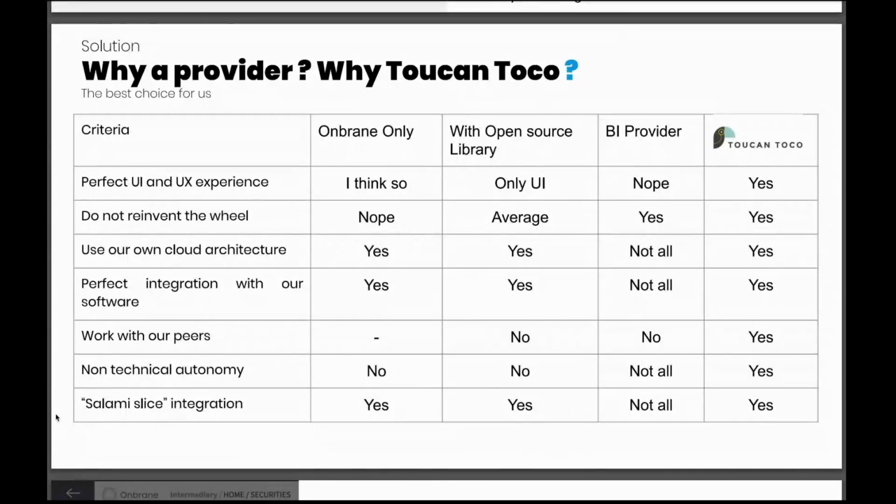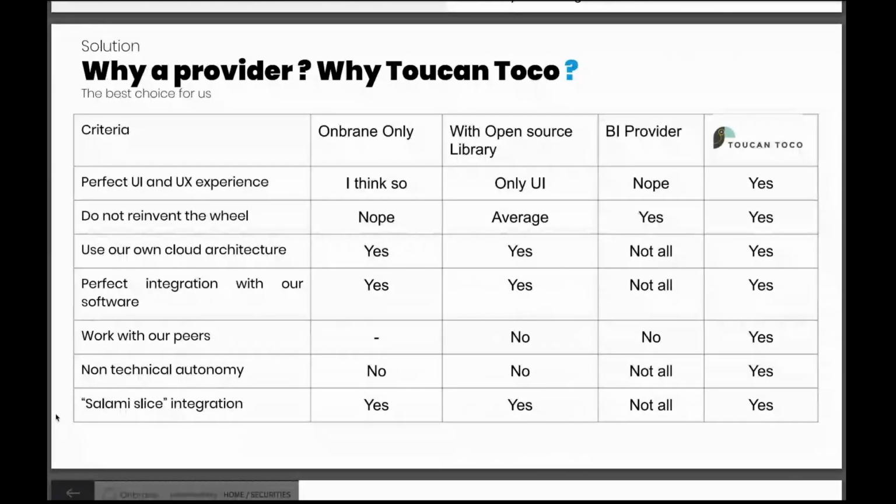Use our cloud architecture, of course, yes for developing ourselves, yes for open source library. Not all providers allow us to do that. Some of them only have their own cloud architecture, and we can't use ours, so we have to forget this one. And Toucan Toco, of course, allows this kind of architecture with the on-premise offer. Perfect integration with our software, same thing as before. Not all BI providers allow that.